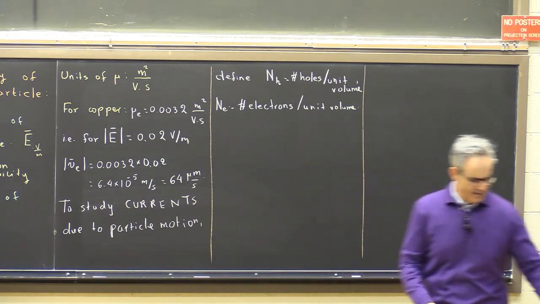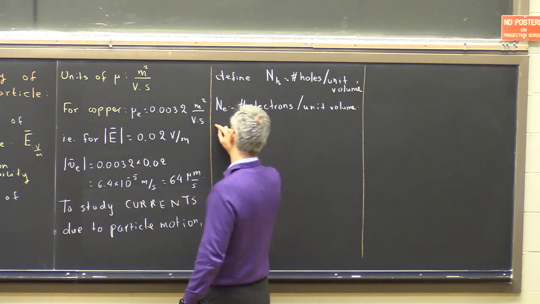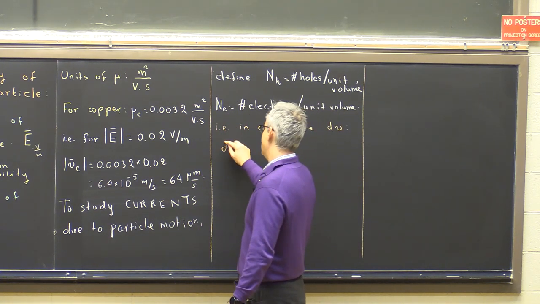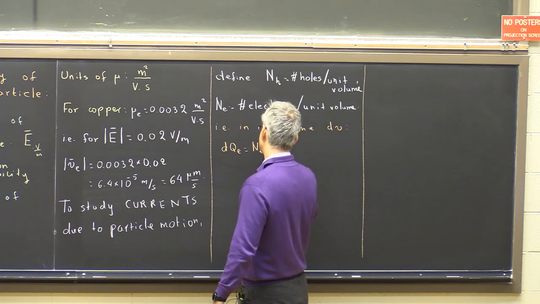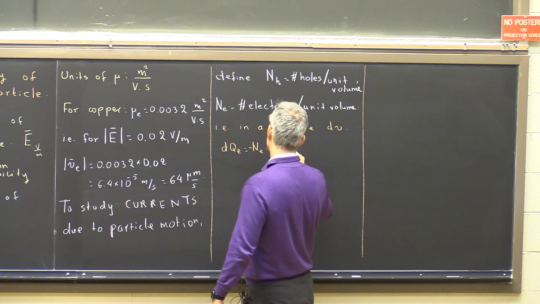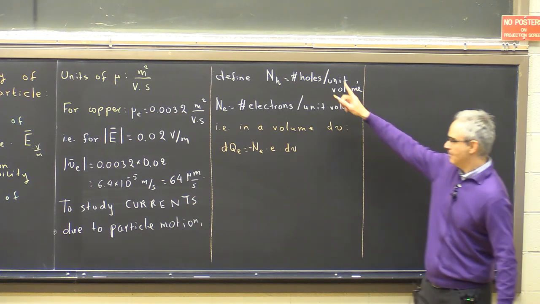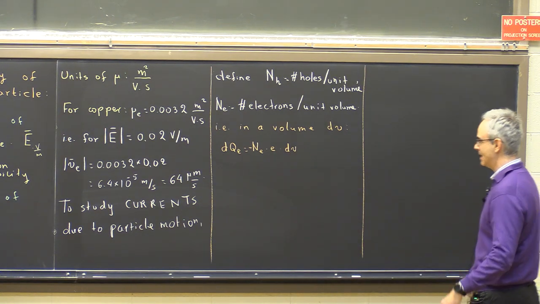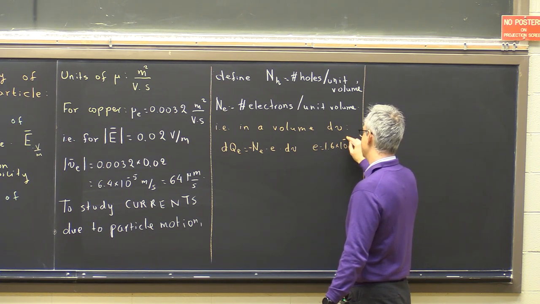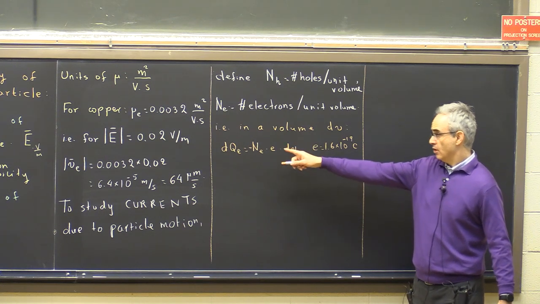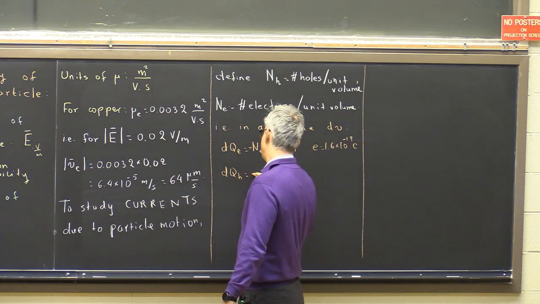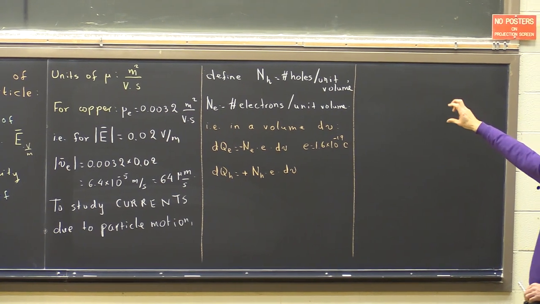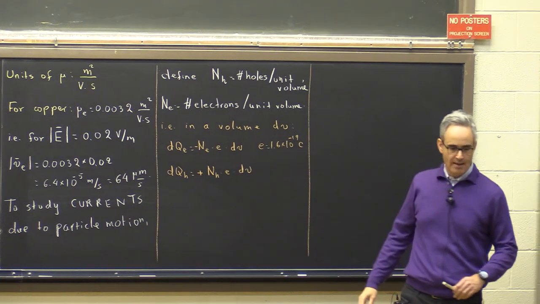Okay, so that means basically that in a volume dV, I have dQ of electrons, n sub e times minus e dV. Okay, so this is the number. So if I want to find charge, I multiply the number times the charge, which is minus e. Remember, e is 1.6 times 10 to minus 19 coulomb. Times the volume, so that is the relation. And likewise, dQ_h will be plus n_h e dV. Okay, so this is how I use this number of holes or electrons per unit volume.